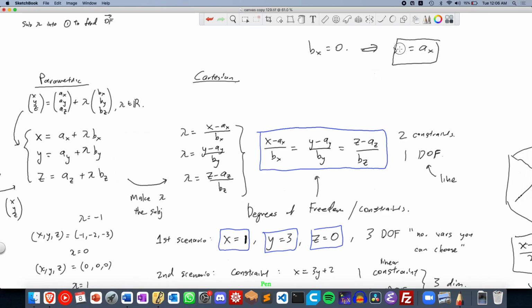So it's still one constraint, but it's just no longer participating in this equation with y and z. But this is actually a constraint in itself, because we're saying x must be fixed at this value ax, which is a constant.